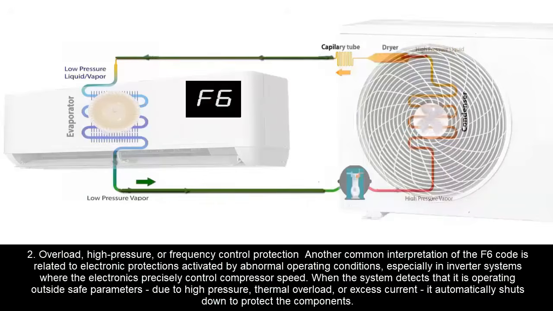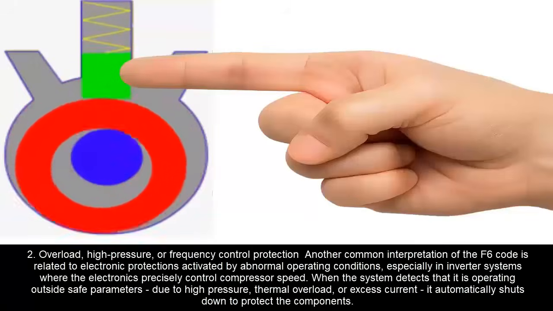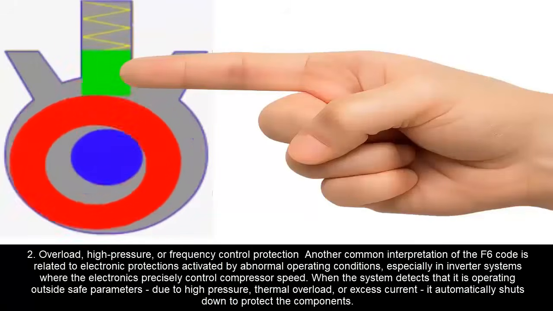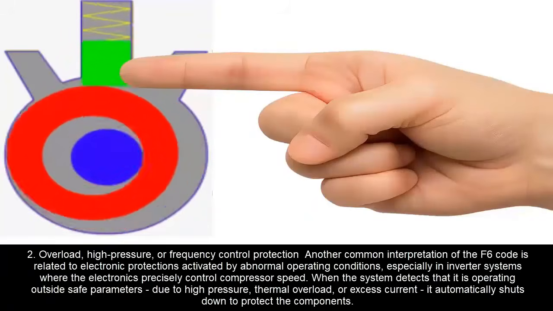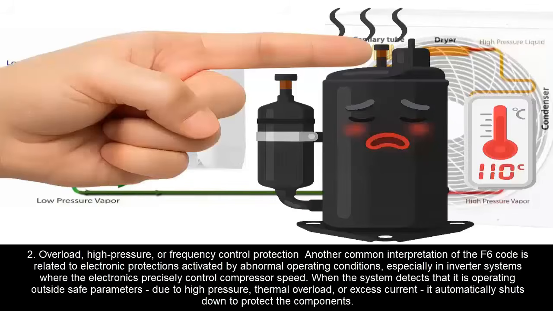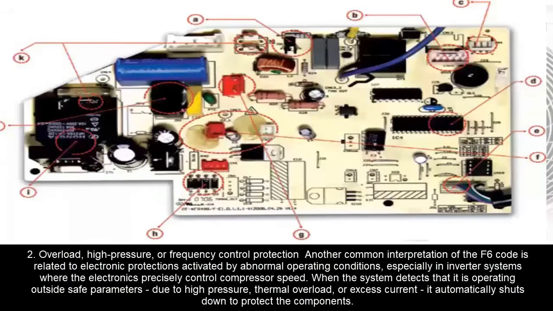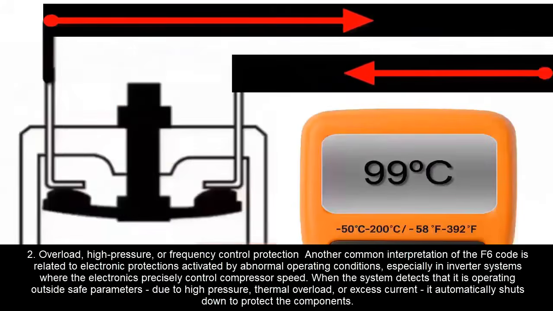2. Overload, high pressure, or frequency control protection. Another common interpretation of the F6 code is related to electronic protections activated by abnormal operating conditions, especially in inverter systems where the electronics precisely control compressor speed. When the system detects that it is operating outside safe parameters due to high pressure, thermal overload, or excess current, it automatically shuts down to protect the components.